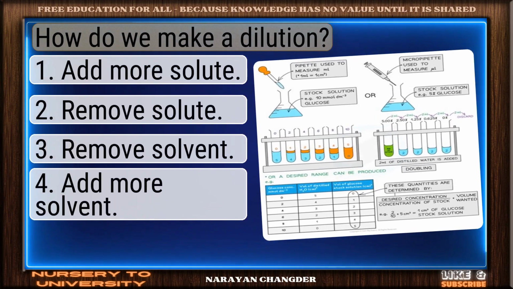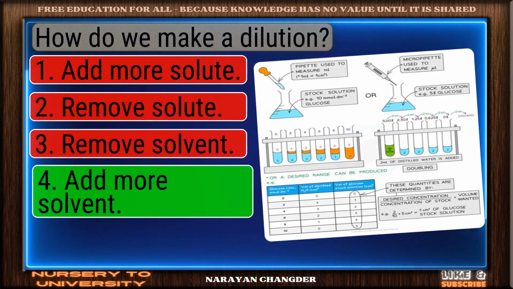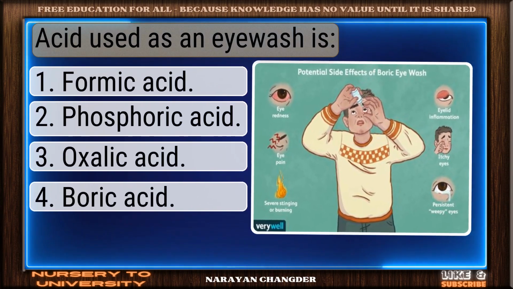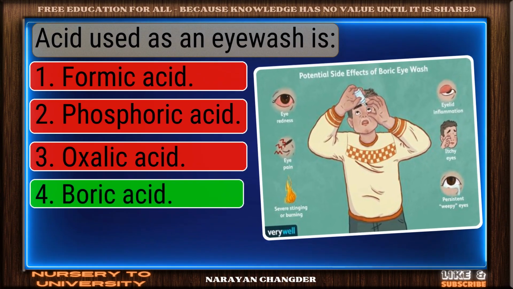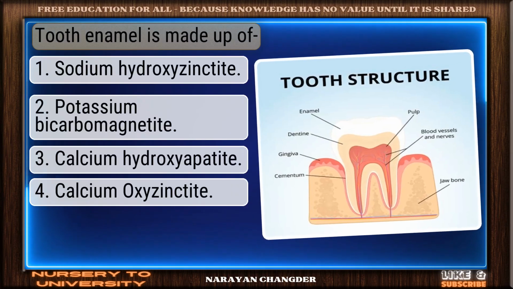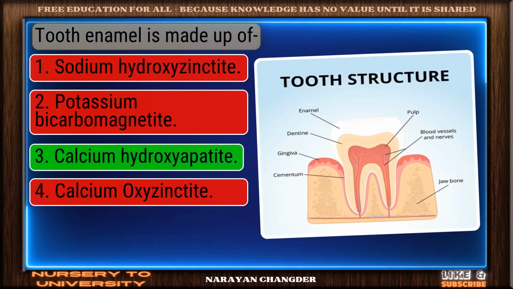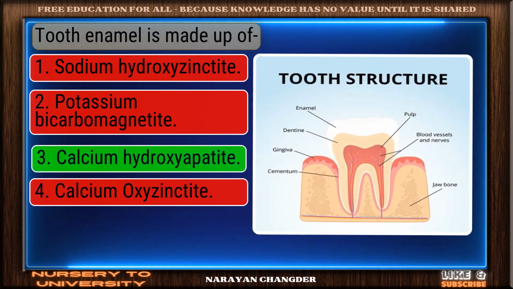How do we make a dilution? Right again. Add more solvent is valid. Acid used as an eye wash is... Smart pick. Boric acid is correct. Tooth enamel is made up of... Nice selection. Calcium hydroxyapatite is correct.